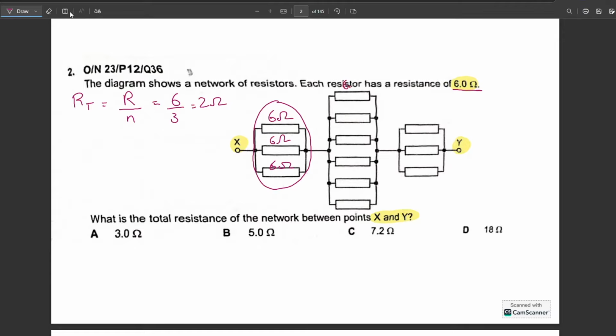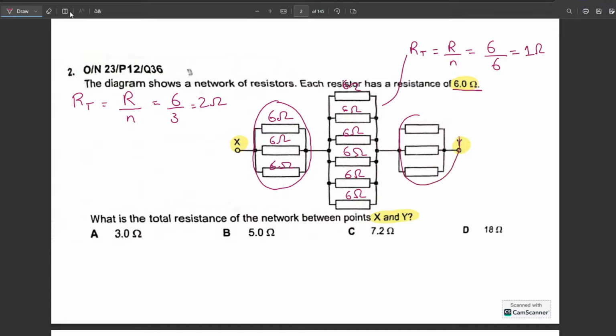Let's do the same thing for the next one. 6 ohms, 6 ohms, 6 ohms, 6 ohms, 6 ohms, and 6 ohms. The total resistance of this parallel combination will be equal to what? Resistance divided by the number of resistors. Resistance is 6, number of resistors is also 6. 1 ohm is your total resistance for this combination.